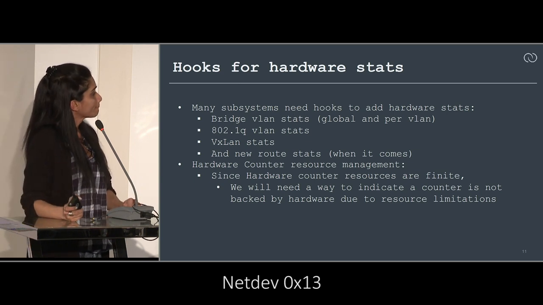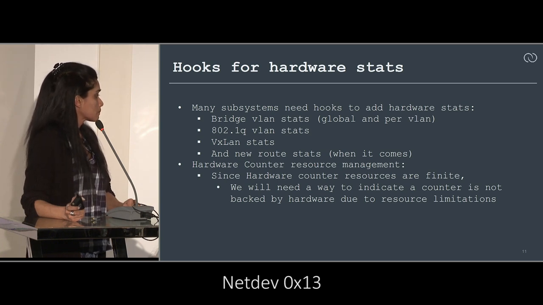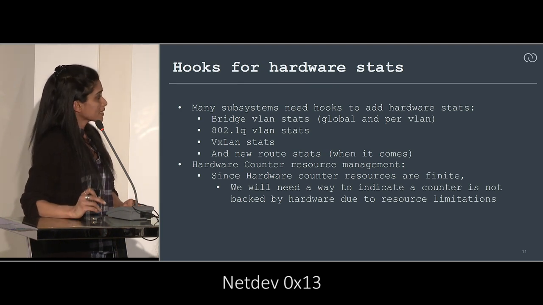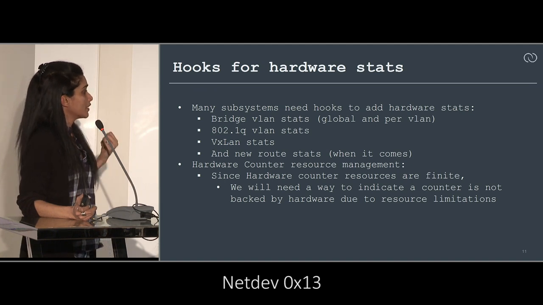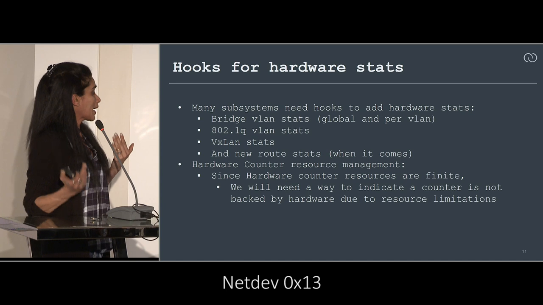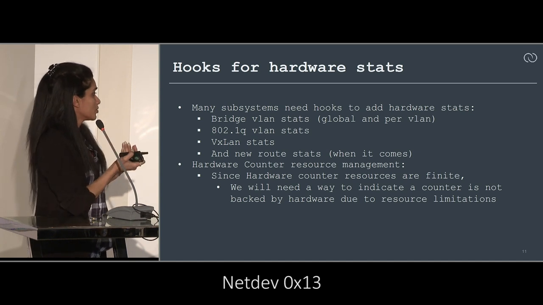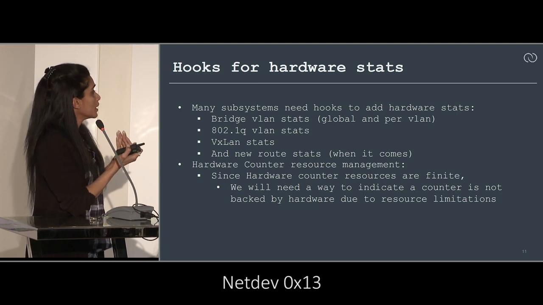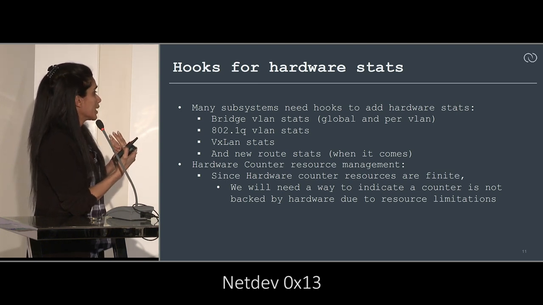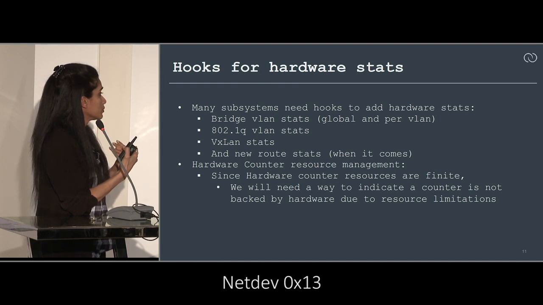So Roopa, when you say add hardware stats, does that mean expose hardware stats, or are you talking about actually adding new stats in the hardware, like programmable? Yeah, programmable. I'm talking about programmable stats and actually getting the stats. So when you're querying for bridge VLAN stats today, even if it's backed by a hardware VLAN driver like the MLX-SW, we don't have a hook from the bridge driver to grab the VLAN stats from MLX-SW.